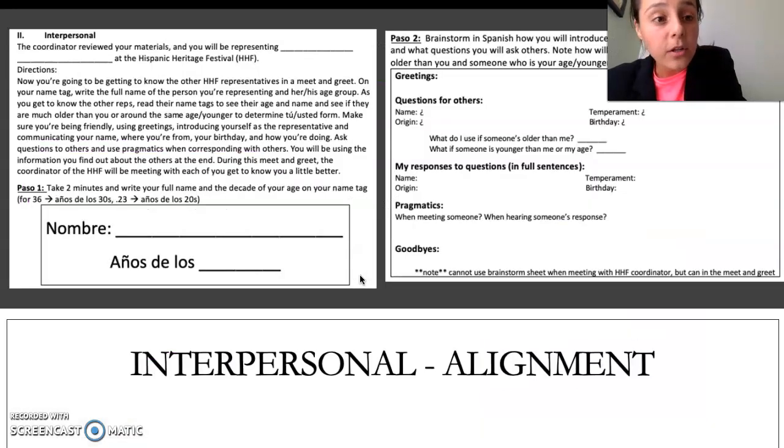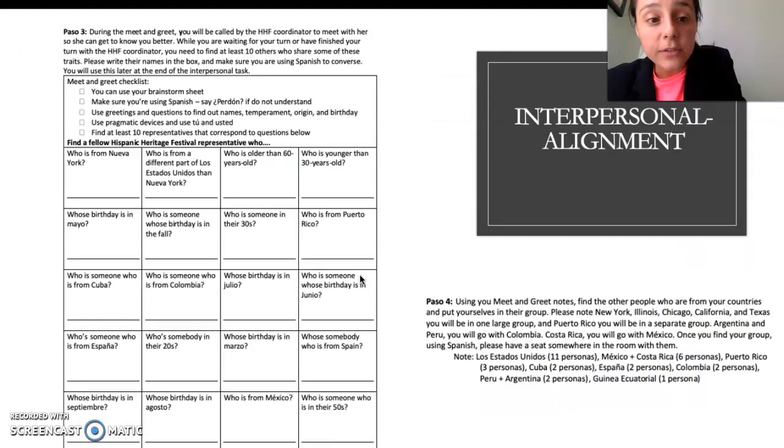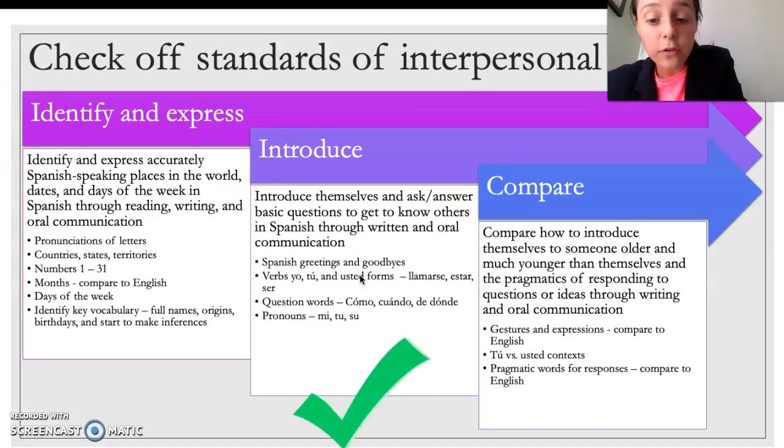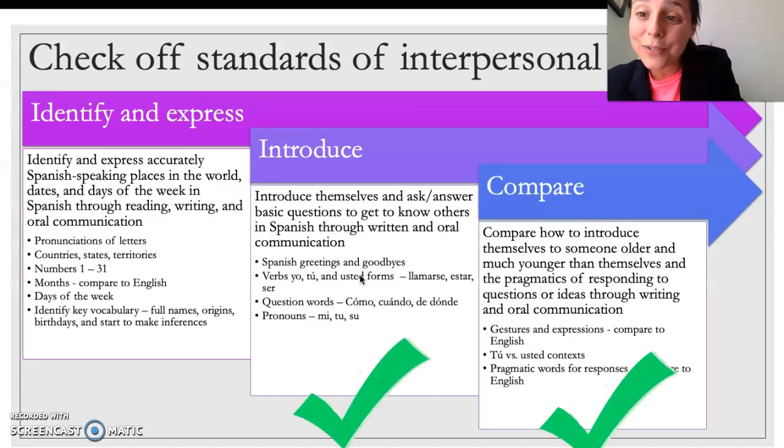Secondly, interpersonal. They will be walking around the classroom with the scavenger hunt model here and be introducing themselves and writing down different representatives' names. They will also meet with me, the Spanish coordinator. Okay, here's the rubric and the checklist. This meets the introduce and the compare because they need to use tu versus usted. They need to use pragmatics.